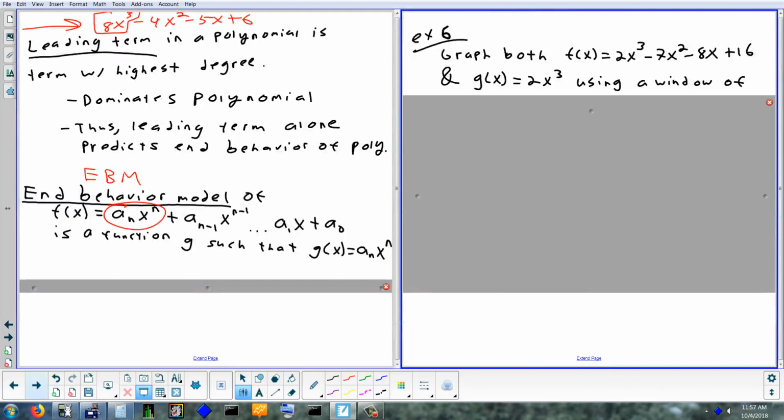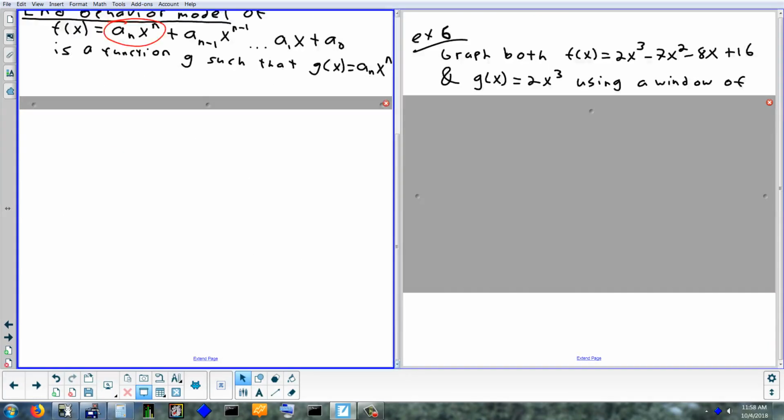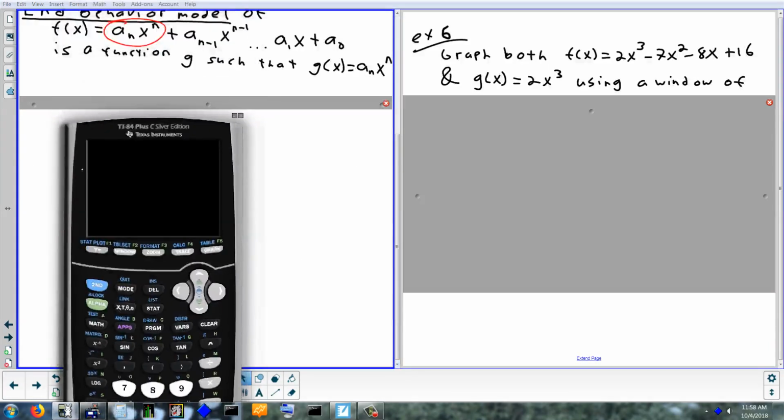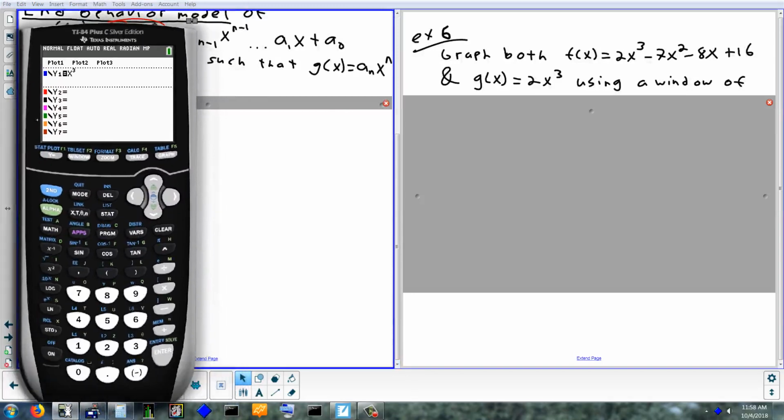All right, so I'm going to graph a function, and I'm going to graph just its end behavior model. And I want you to see if they look kind of similar or they don't. So let me just move that up a little bit. I'm going to graph 2x cubed minus 7x squared minus 8x plus 16.